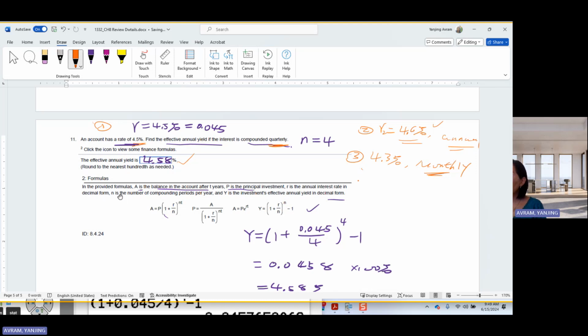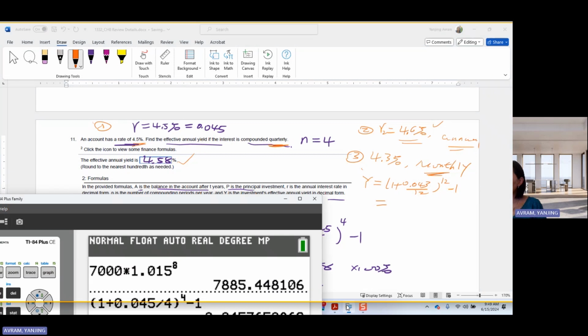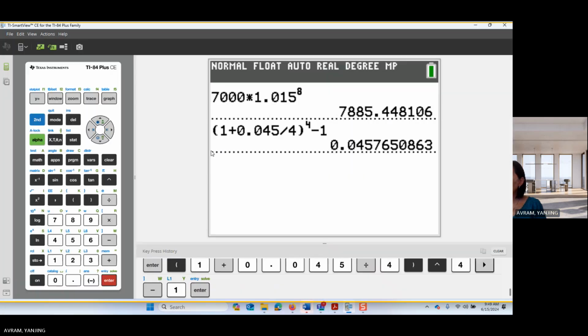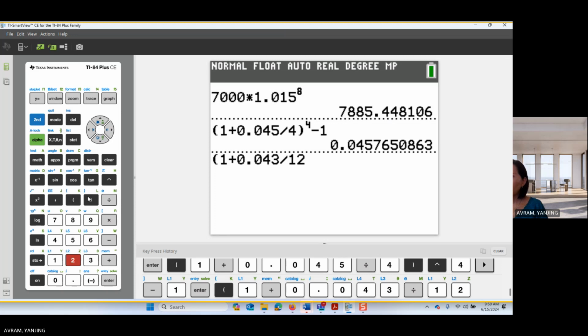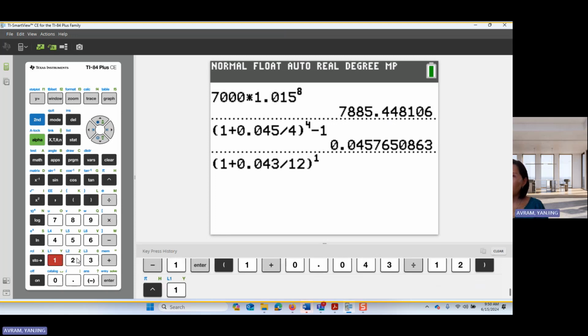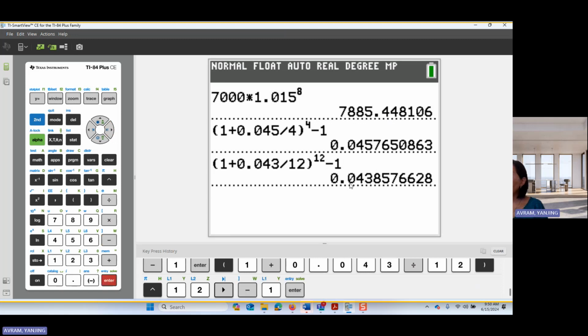All right, so we can also find the effective yield. This one will be 1 plus 0.043 divided by 12, since it's monthly, raised to the power of 12, and then we're going to minus 1. So we can find out the effective rate for this one with a quick calculation. That only gives you 0.0439.